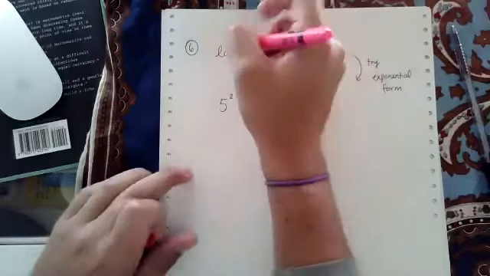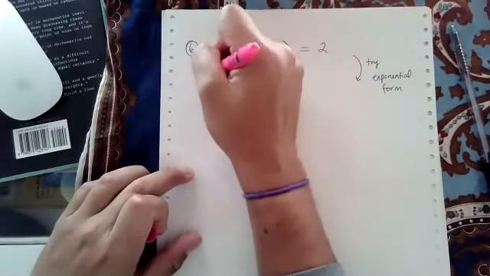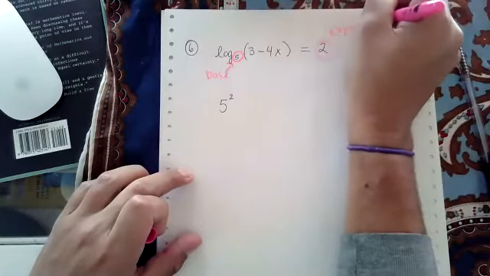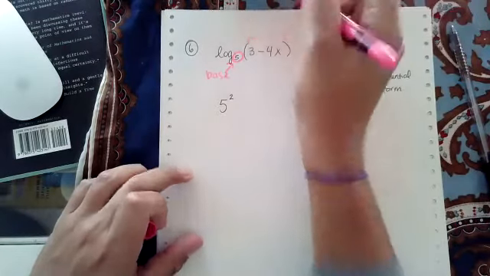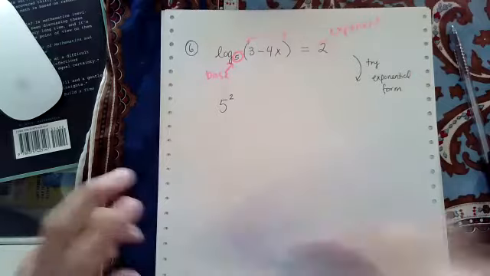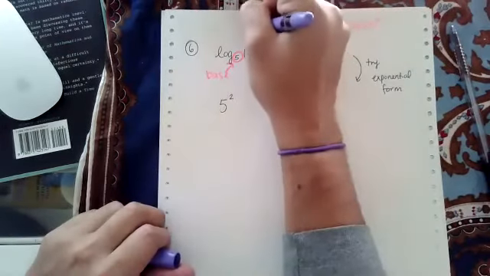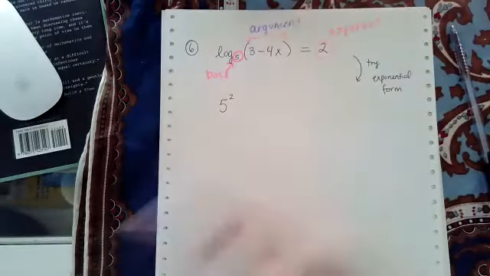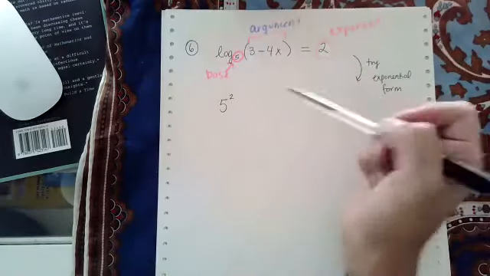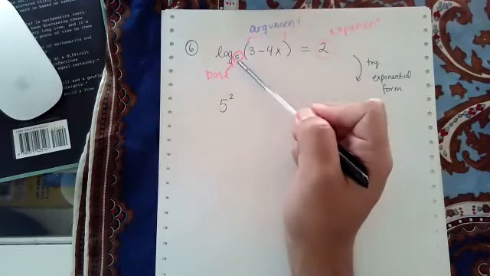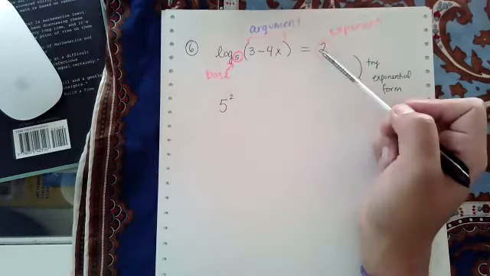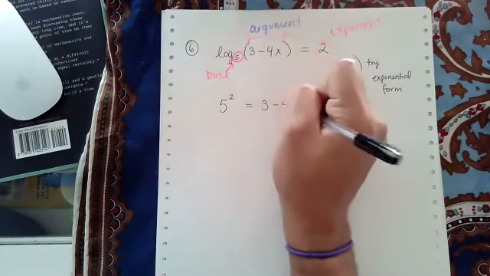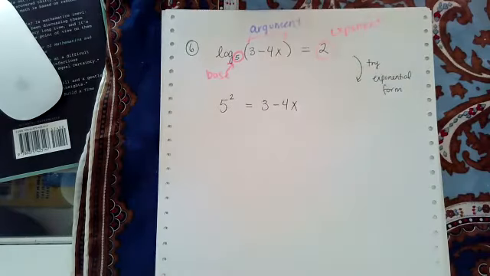Okay, remember that this is the base. This is the exponent. And then this guy is the argument. So if we wanted to properly change this to exponential form, which is the first step that I would do, I would write this as 5 raised to the second power, and that's equal to 3 minus 4x.